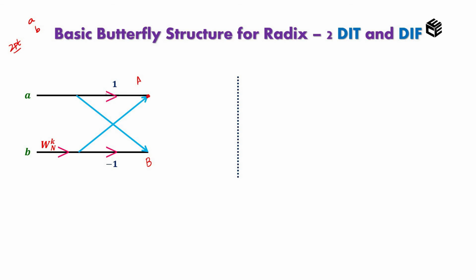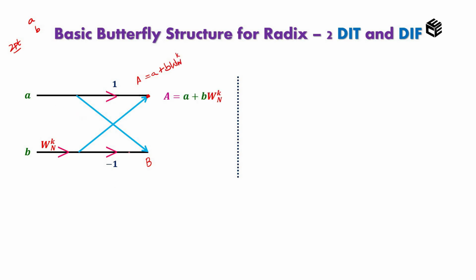How can you write the formula? Here the elements in the same line we are going to carry as they are, and the elements from the other line, based upon the sign, we will add or subtract. So A into 1 is equal to A, and this line B into Wn to the power k is positive, right? So plus B into Wn to the power k. So that is our A formula.